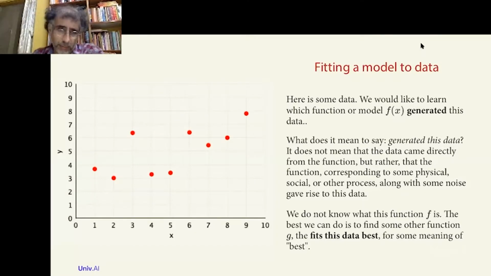It means that somehow or the other, there was some kind of physical process, some social process, some other process that gave rise to this data, but there was also some regular kind of noise in it. Why noise? Noise tends to happen all over the place, right? If you're measuring something with a ruler, you're going to have some noise because you didn't attach the ruler's ends properly.